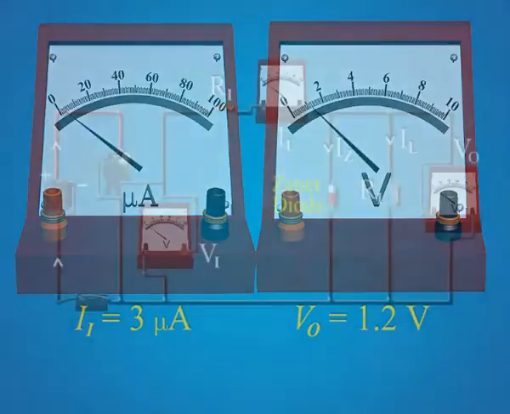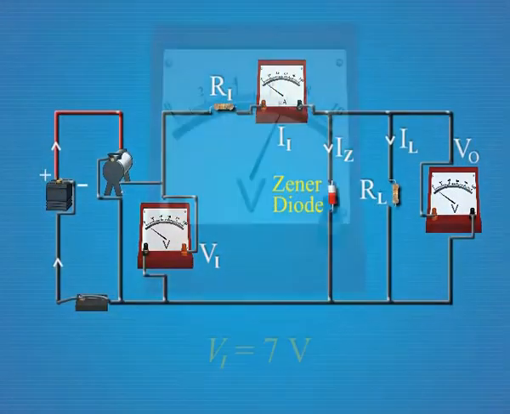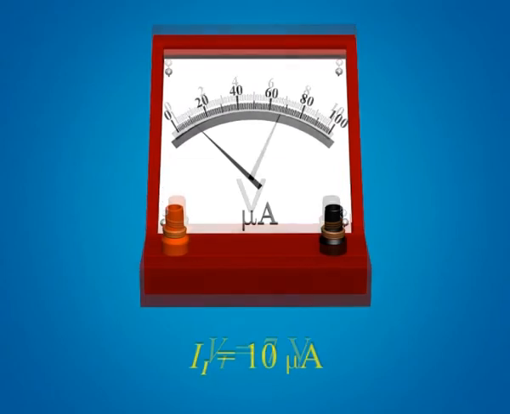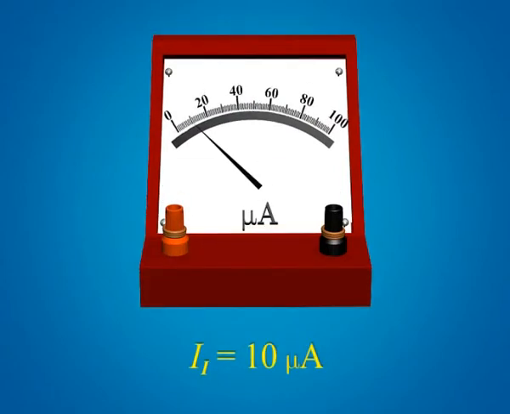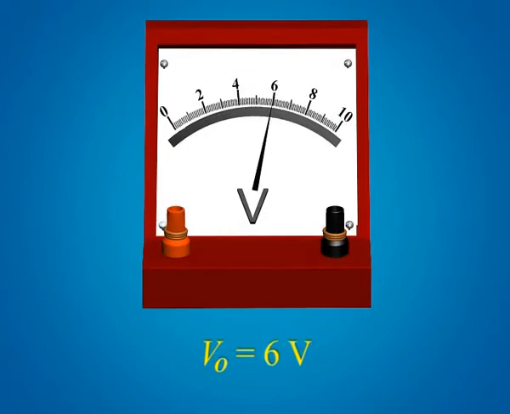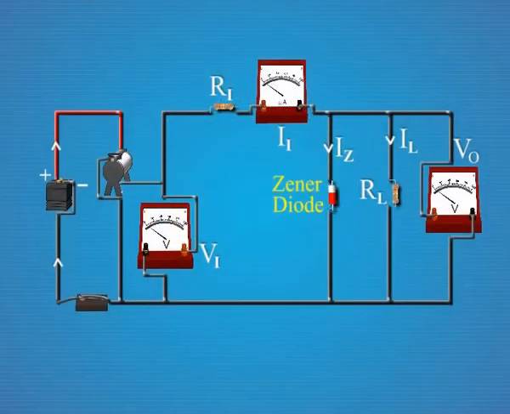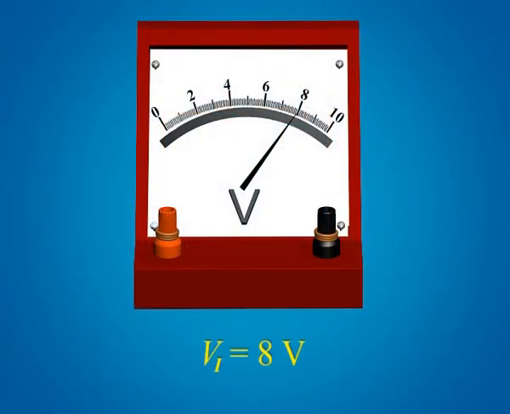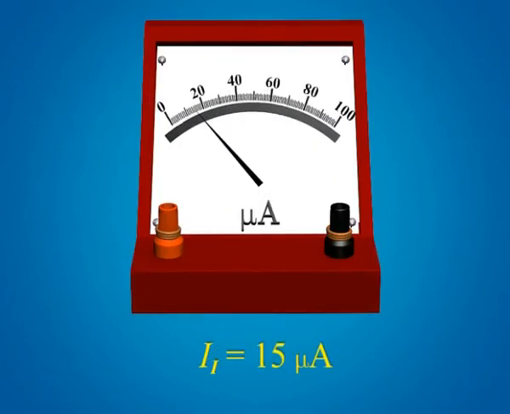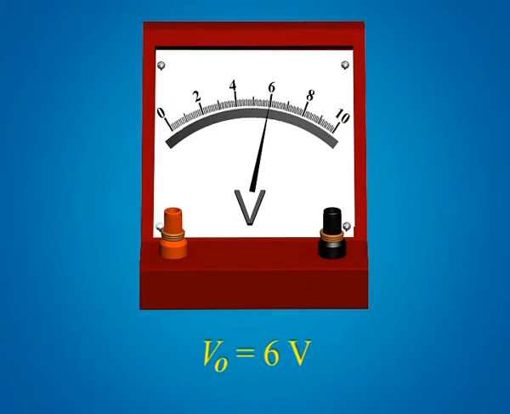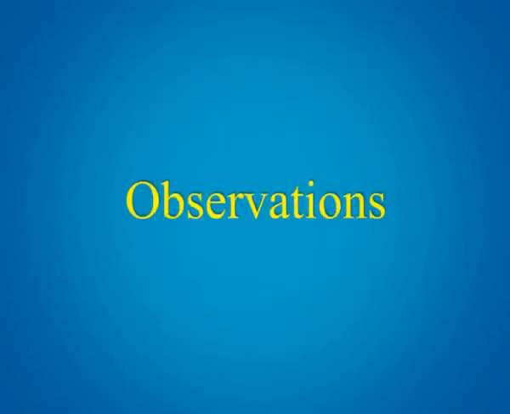At one stage, as input voltage Vi is increased, input current Ii increases by a large amount and output voltage Vo does not increase. This is the reverse breakdown situation. As input voltage Vi is increased further, input current Ii will increase, keeping output voltage Vo constant. Record your observation in the observation table.